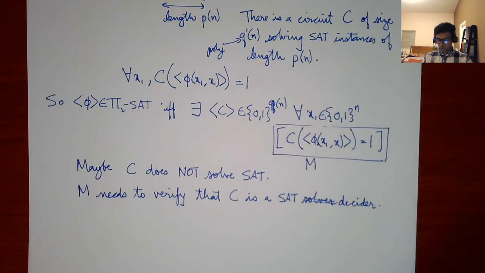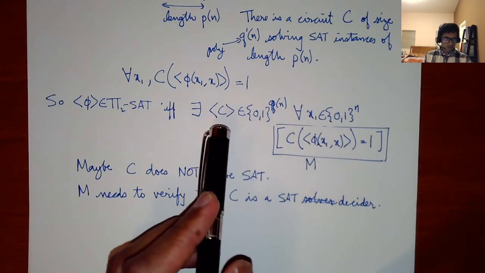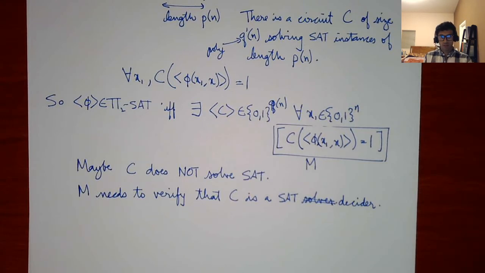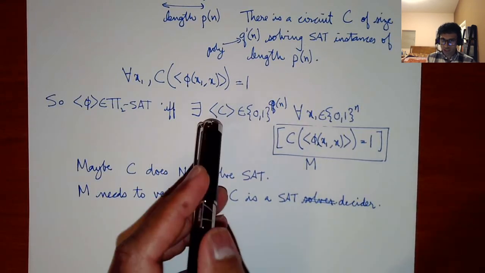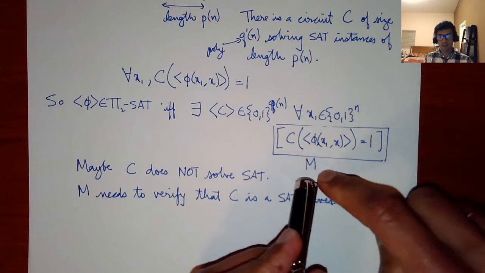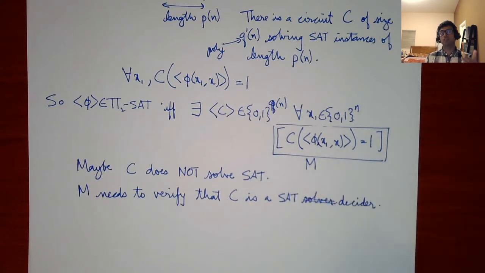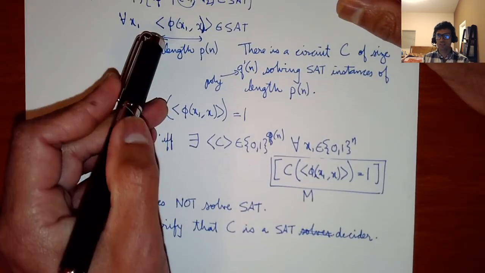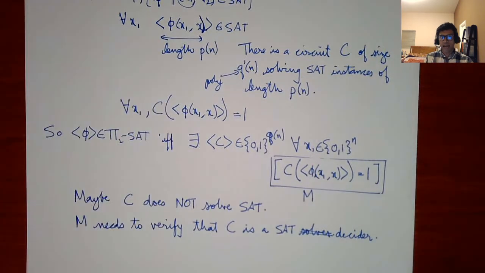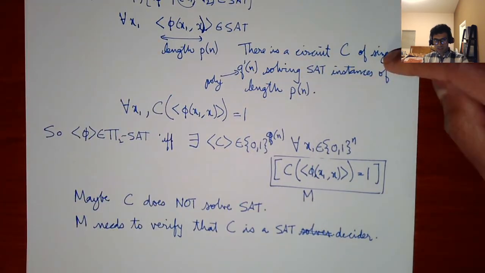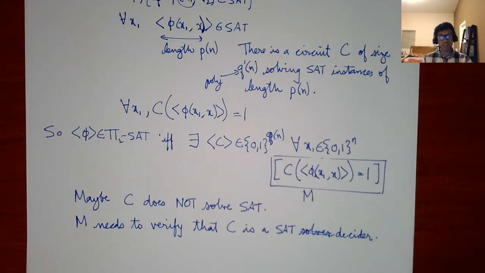But now let's go one step further. Suppose the circuit doesn't just return yes or no. The circuit actually returns a satisfying assignment. Then this would work, because M would get the satisfying assignment and check if it is actually satisfying this instance. Remember, because SAT is in NP, instead of asking the circuit to decide SAT, we could ask the circuit to return the certificate.